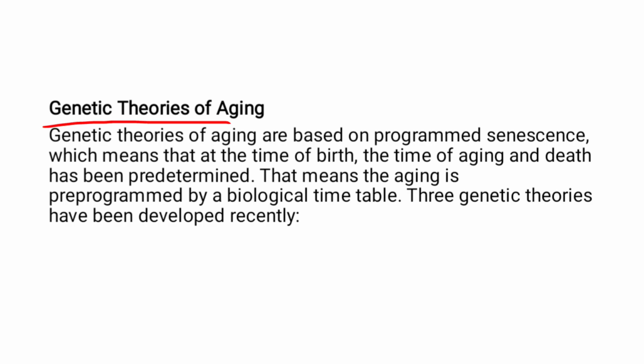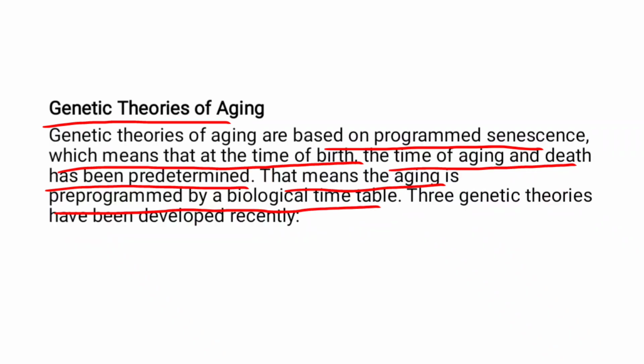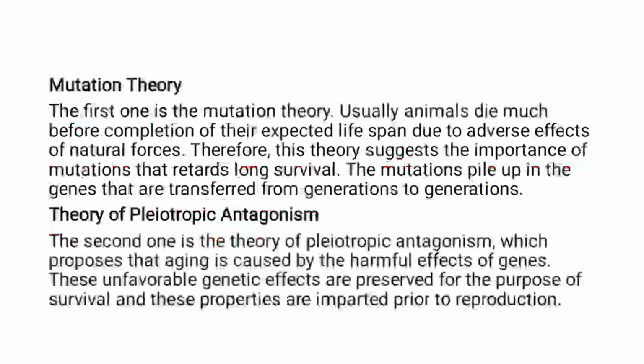Genetic theories of aging. Genetic theories of aging are based on the programmed senescence, which means that at the time of birth, the time of aging and death has been predetermined. That means the aging is pre-programmed by a biological timetable. Three genetic theories have been developed recently.